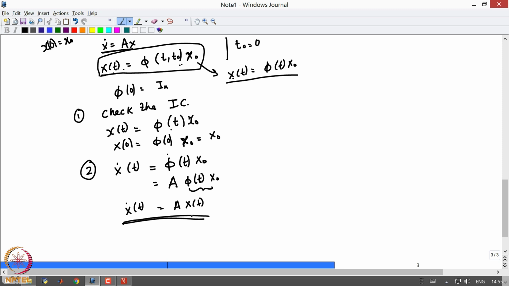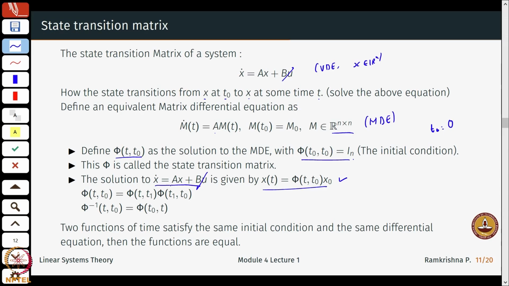So, this function which I propose as a solution satisfies the initial condition, and it also satisfies the differential equation, right. And therefore, this statement is true, that the solution to x dot equal to A x is given by x of t is phi t t naught x naught, right. So, what we use here is that if two functions of time satisfy the same initial conditions and the same differential equations, then these functions are equal, right. So, that is what I make use of, which is kind of in a way obvious.